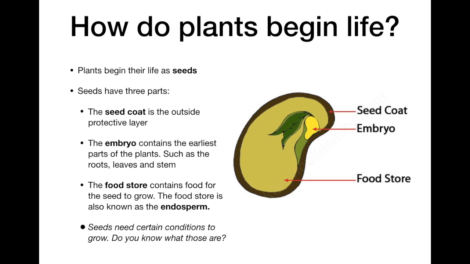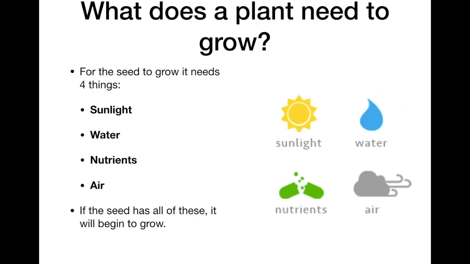So seeds do need certain conditions to grow. Do you know what those are? What does a plant need to grow? For the seed to grow, it needs four things. It needs sunlight, water, nutrients, and air. If the seed has all of these, it will begin to grow.